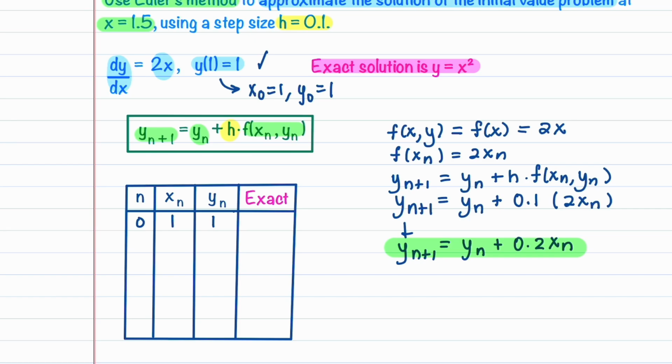We want to find an approximate solution at x is equal to 1.5, and our step size is 0.1. So x is going to be 1.1, 1.2, and then 1.3, 1.4, and 1.5. We're just adding our step size onto each value of x. We started with n is equal to 0, so then n is going to be 1, 2, 3, 4, and 5. Now we have to start computing what our values of y are.